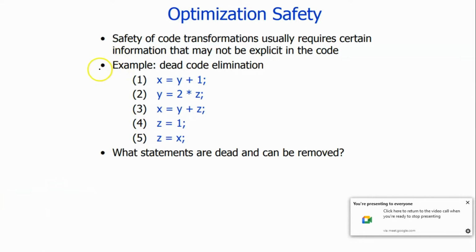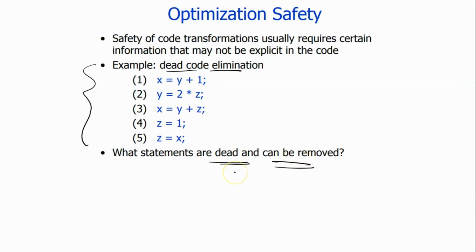So let's take this example. What it is saying, dead code elimination. This is the code given to you. The 5 instructions are there. What statements are dead and can be removed? Just look at this program, and don't worry about compiler design or algorithms or anything. Just by looking at this program, can you say that some instruction is dead code, that can be removed without any worry? What are the dead instructions basically?